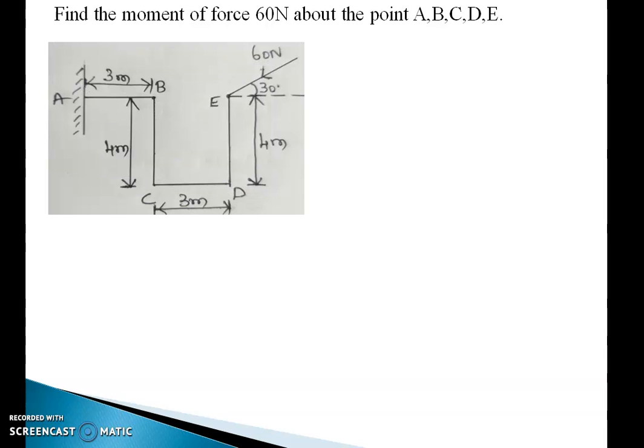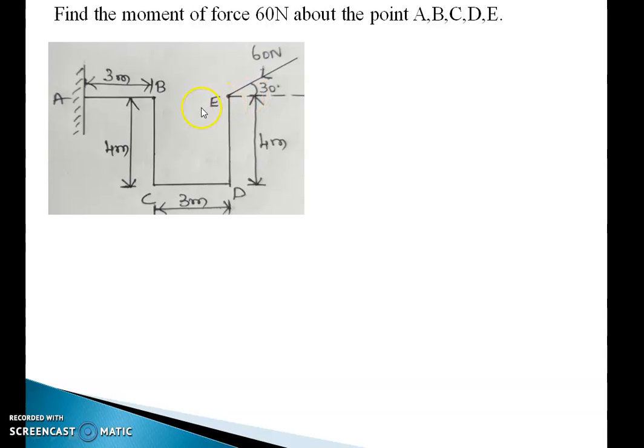Okay. Now, this is the problem. Here I have A and B, separated by a horizontal distance of 3 meter, B and C separated by a vertical distance of 4 meter, C and D separated by a horizontal distance of 3 meter, and D and E separated by a vertical distance of 4 meter. At E, a force of 60 Newton is acting, which makes an angle of 30 degree with respect to horizontal.